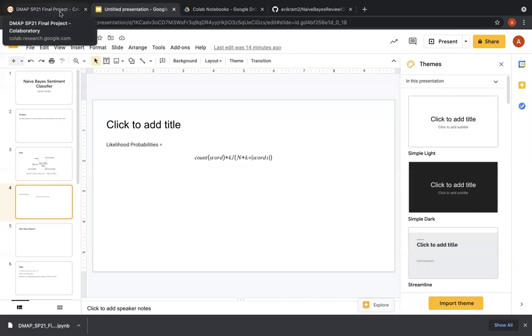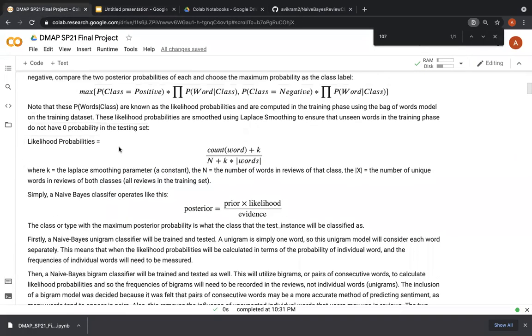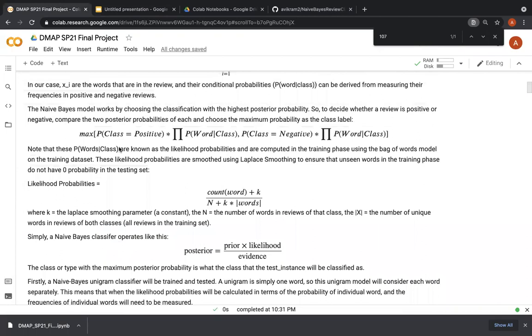So what is n words? N, this uppercase n, and this is the magnitude of words. And what is k? Let's talk about that in our notebook, right? So the k is the Laplace smoothing parameter or constant, as I mentioned. And the Laplace smoothing is used to ensure that a word does not have a zero likelihood probability, right?